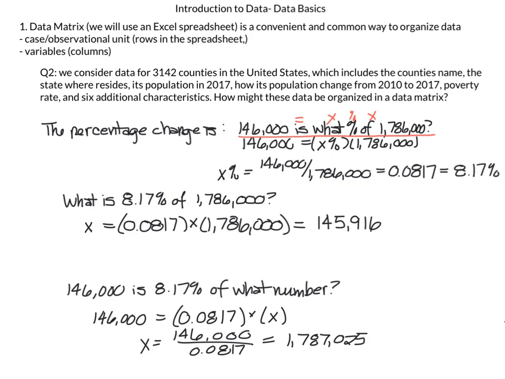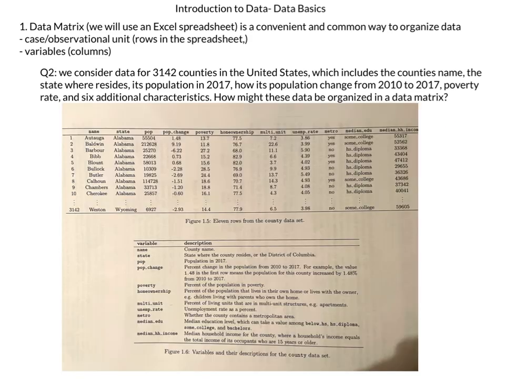Okay, so that's it for this little tip on how to work percentage problems. In your book, I hadn't noticed that it had data by county in this data matrix here. So when you turn the page, this is the data matrix for the county, including the name, the state where the county resides, its population in 2017, its population change from 2010 to 2017, poverty rate, and 6 additional characteristics.